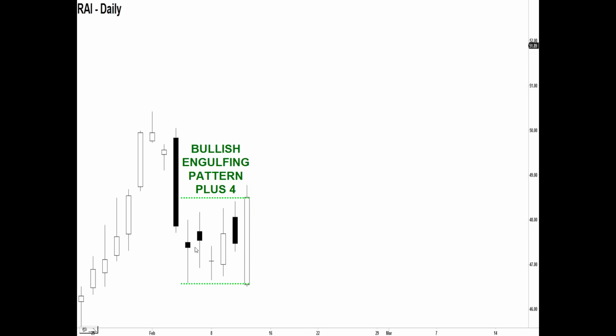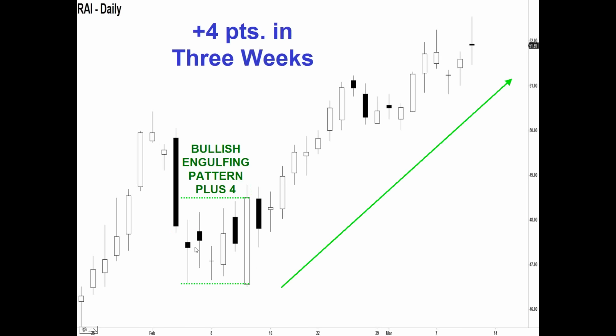The more bars you engulf, the higher your level of consistency will be. And as you can see here, we gained 4 points in 3 weeks. So that's the trade you should have taken. Not the first downward bearish engulfing pattern, but the bullish engulfing pattern plus 4.